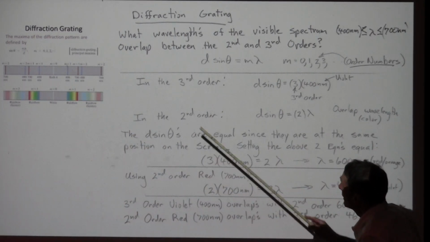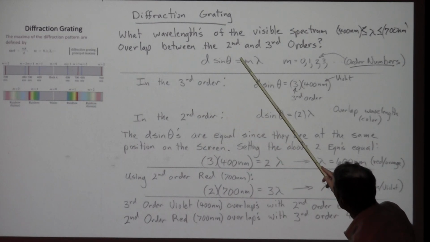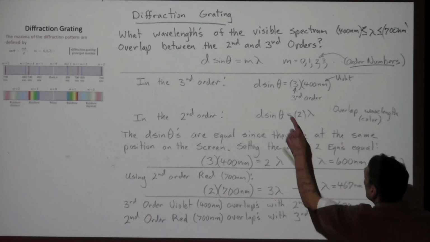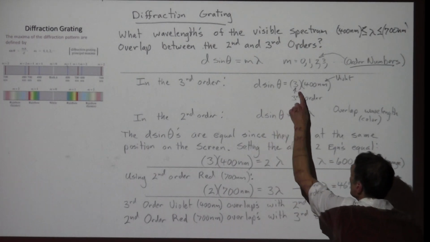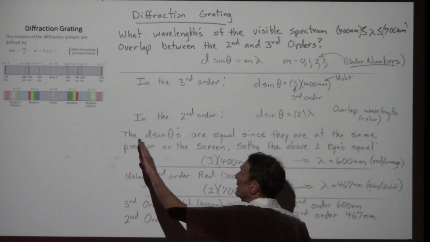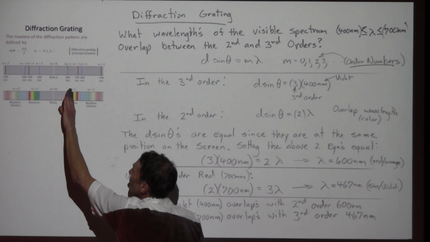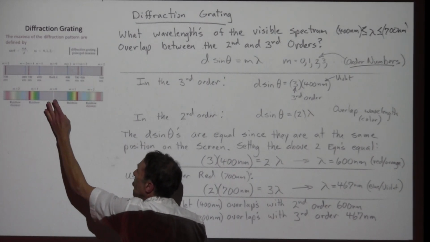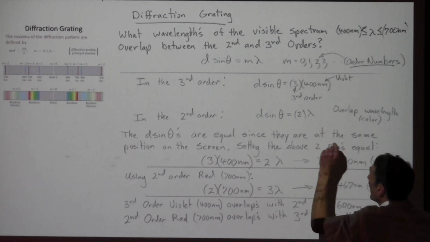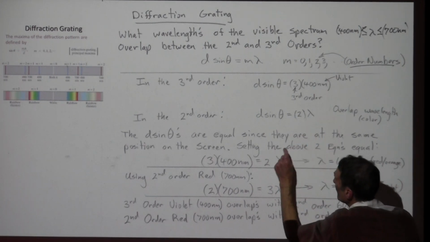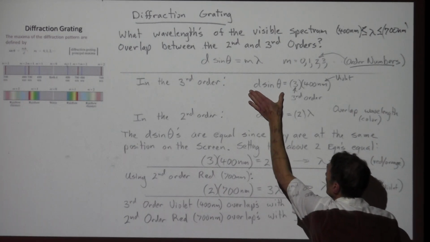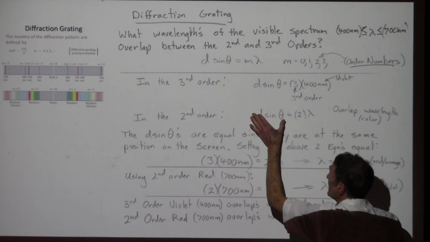Okay, so in the third order, this would be between the second and the third order, so that's m equal to 3. We have d sine theta is equal to m, equal to 3, times the wavelength. Now, the one that's closest in is going to be the violet. Blue, violet's closer in than red. Red's further out. So let's start with violet and see where that from the third order overlaps with the second order. Now, we should be talking about some point on the screen, and that point on the screen can be defined by d sine theta.